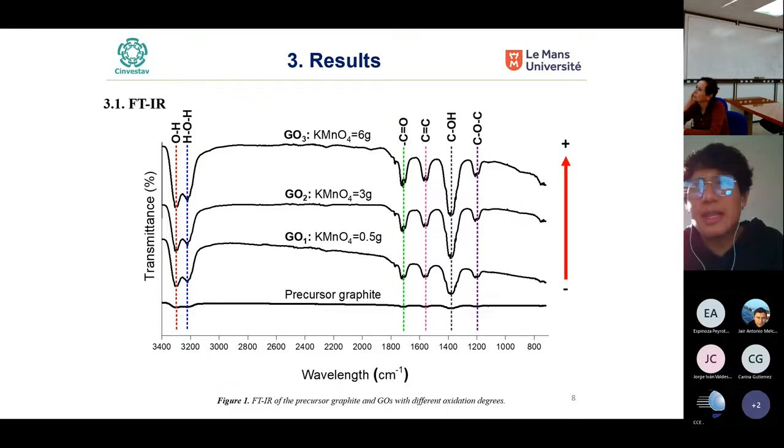We can observe here that in the graphite structure, the peaks don't appear. When we compare this graphite with the different graphene oxides, we can observe the presence of different functional groups, for example epoxide, carbonyl or carboxyl. This is an indicator of the chemical oxidation in our different graphene oxides.